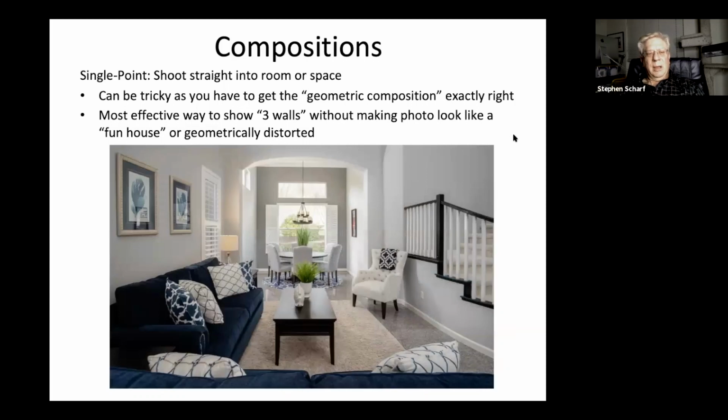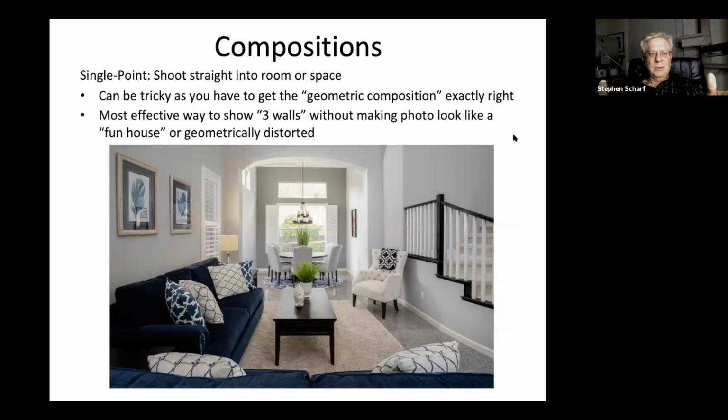The other one that's very common is what's called a single point or one-point shot, where the camera axis is dead on, straight and square with the room or space. So you see an example of that here. This is sometimes nice to show how rooms connect, as the living room might lead to a dining room, or maybe a hallway leads to an office space or something like that.